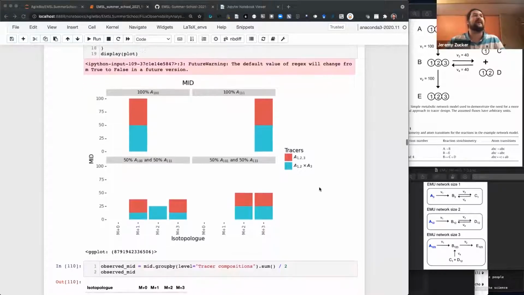So when I plot the MIDs, what we see here is that only in the case where we have 50% 1 labeled and 50% fully labeled do the MIDs for each of those EMU basis vectors look sufficiently different that I could back calculate what flux distribution must have caused one pathway versus the other pathway.